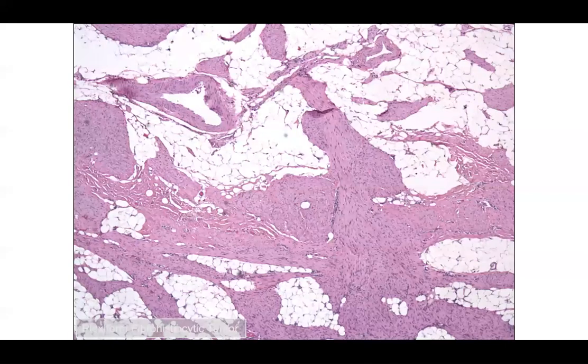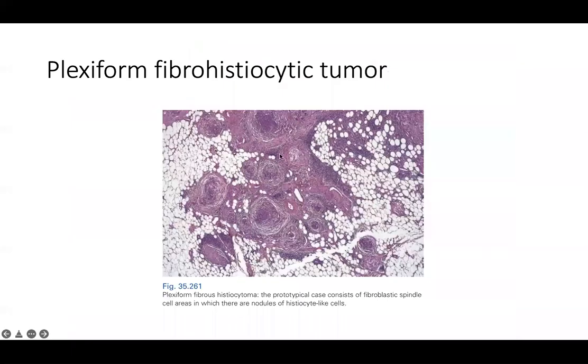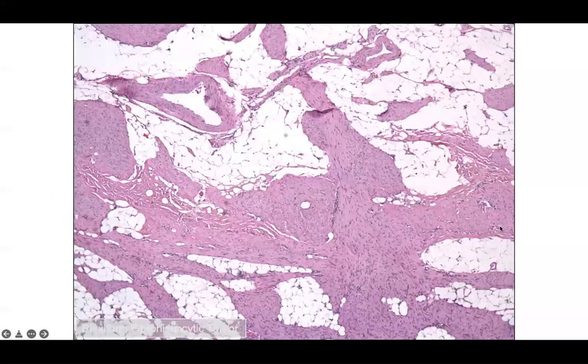You can see more of the spindle cell proliferation within a plexiform fibrohistiocytic tumor. So you'd expect to see more of the SMA positivity throughout here. And then here, you would see more of the CD68 and CD163.